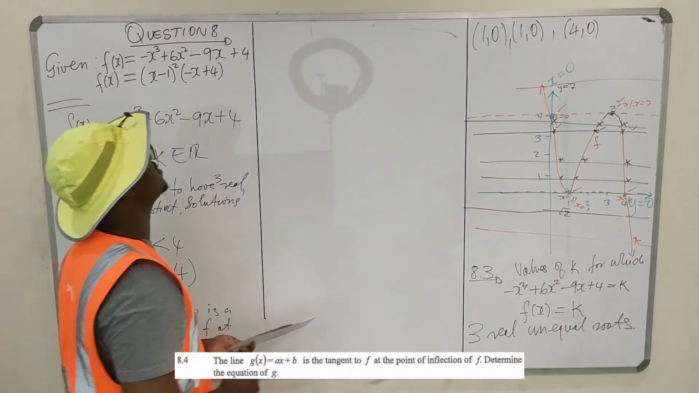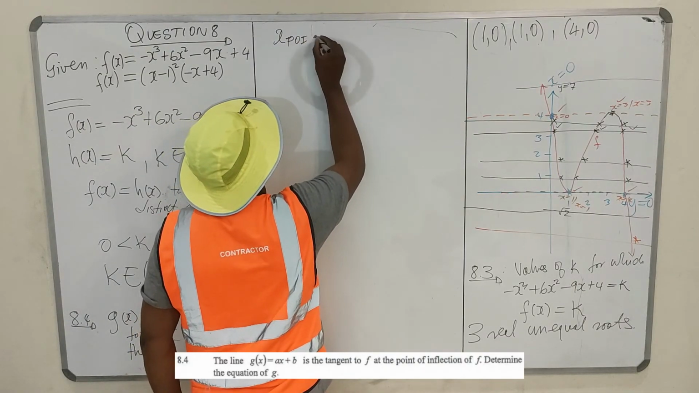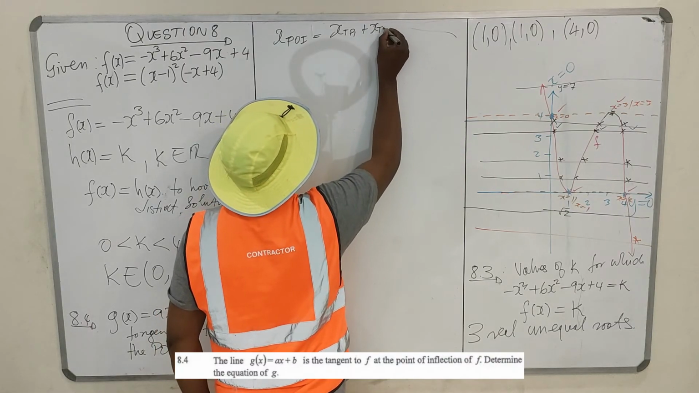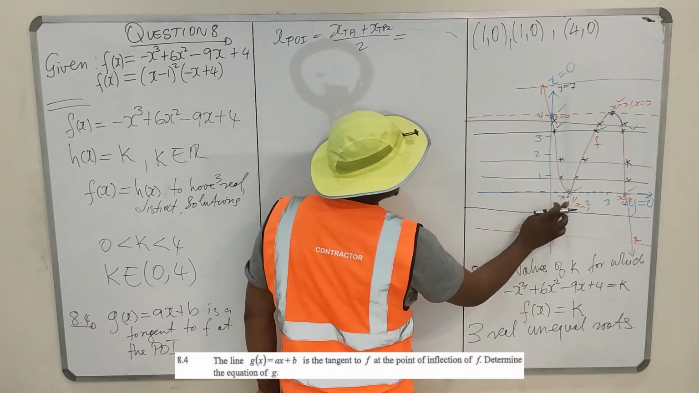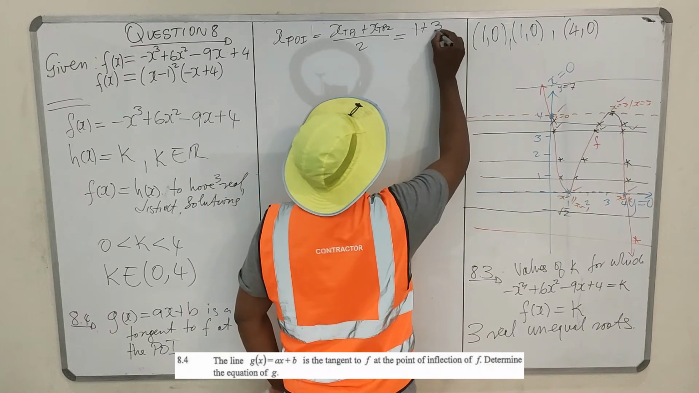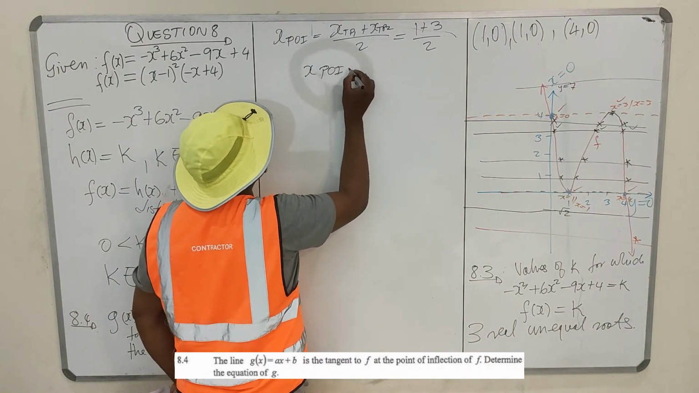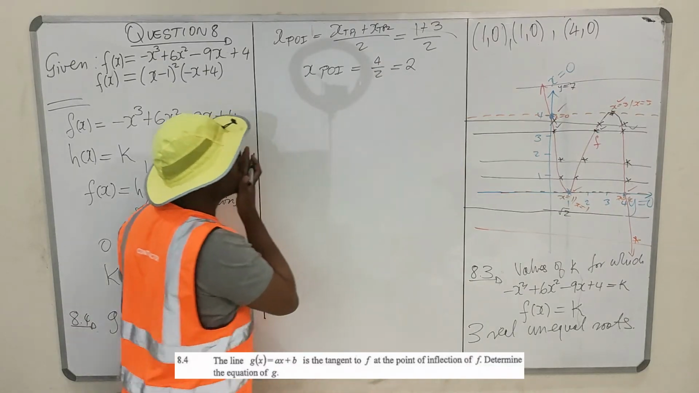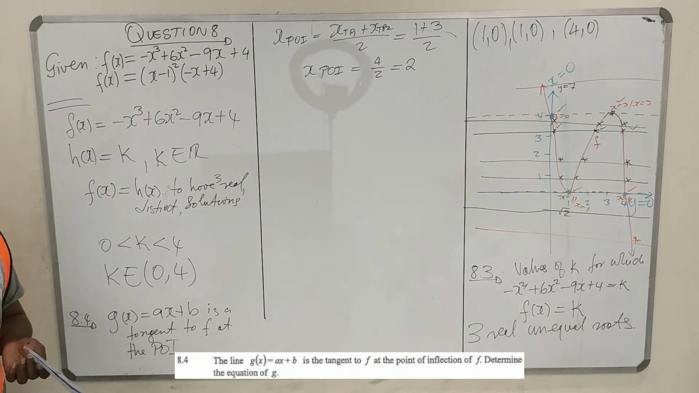How do you find the point of inflection? The x coordinate of the point of inflection is equal to the x coordinate of turning point 1 plus the x coordinate of turning point 2, all over 2. What was the first coordinate of the turning point? It was 1. The second one was 3, all over 2. So the x coordinate of the point of inflection is equal to 4 over 2, which is 2. That is the x coordinate of the point of inflection. That's where the point of inflection is.